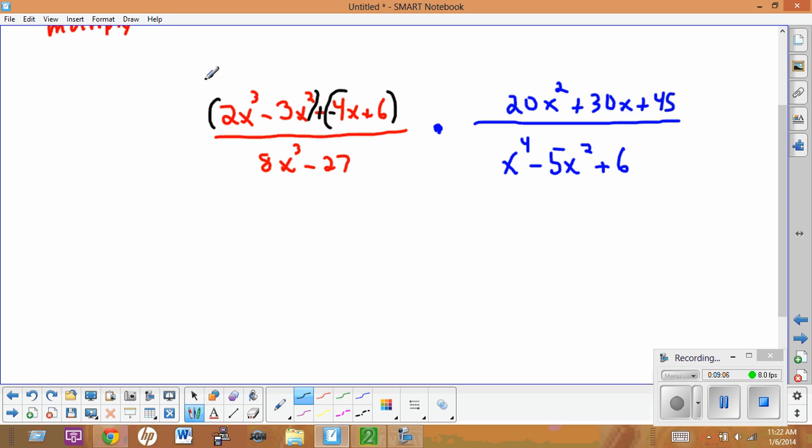GCF, looks like I can pull out an x squared. And I'm left with 2x minus 3. This one, I'm going to pull out a negative 2, it looks like. And I'm left with a matching parenthesis of 2x minus 3. And remember, for it to be factorable, the parentheses must match. So I'm going to pull out the 2x minus 3. And I'm left over with an x squared and a negative 2. And that's our factoring by grouping.